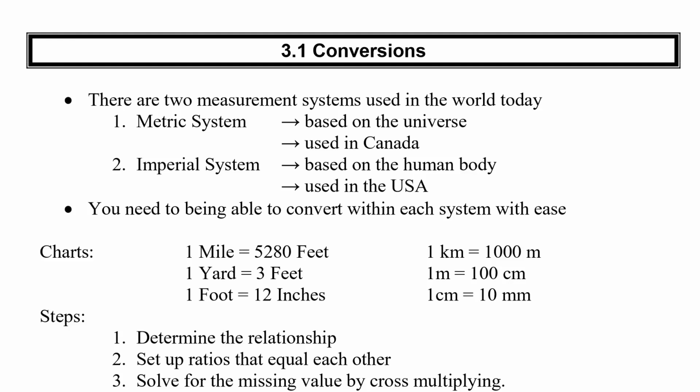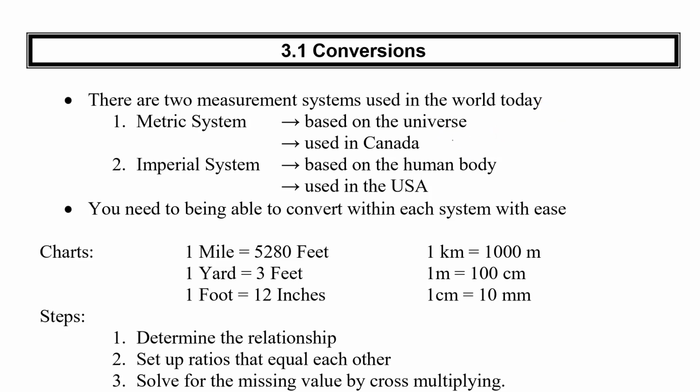3.1, conversions. So there are two measurement systems used in the world today. We have the metric system and we have the imperial system. The metric system was actually developed in France, and it was based on the universe. So the measure of 1 meter is 1/10,000,000th of the distance between the North Pole and the equator.